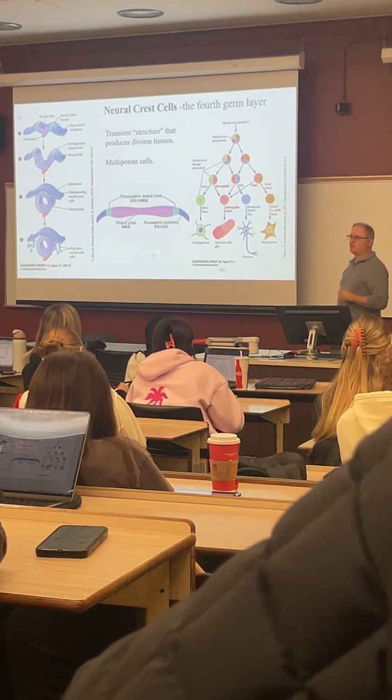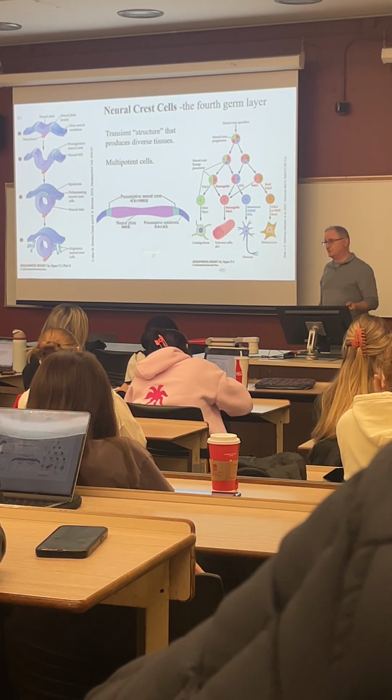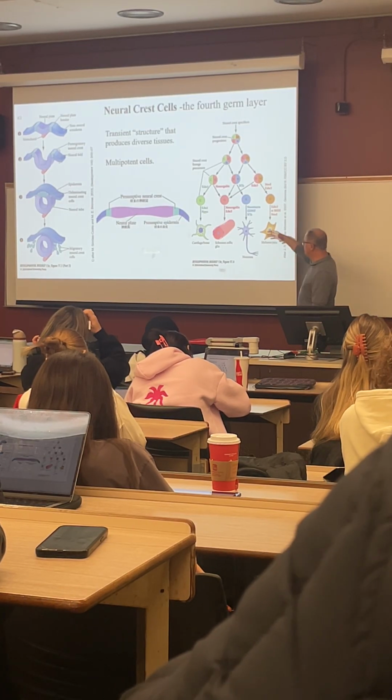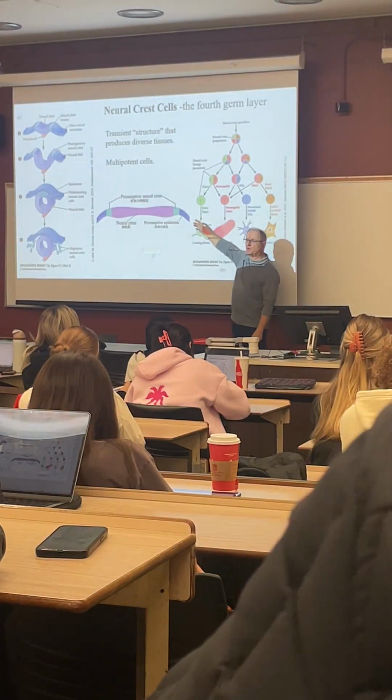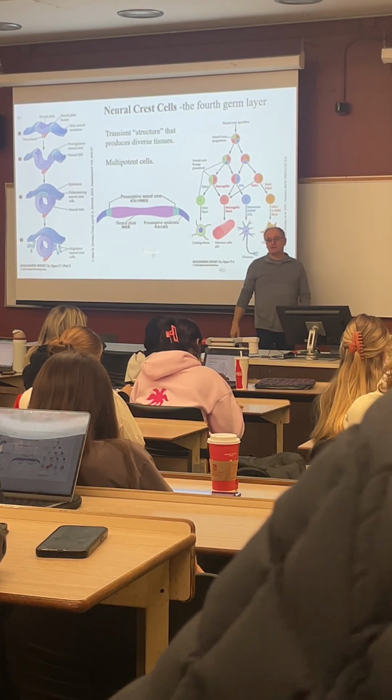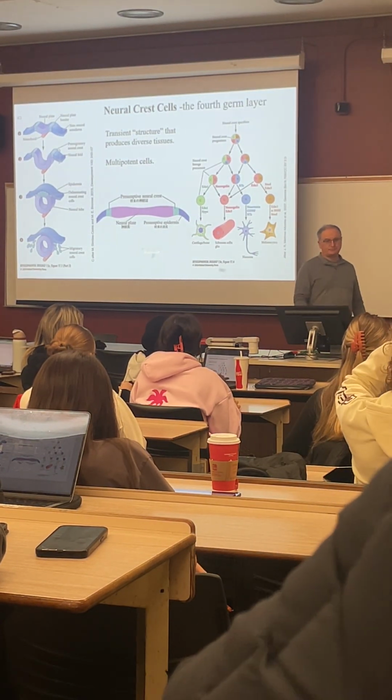Sometimes it's called the fourth germ layer because it can form lots of different things, right? It's going to form pigment cells, it can form nerves, it can form cartilage, it can form bone. So neural crest can form lots of different things.